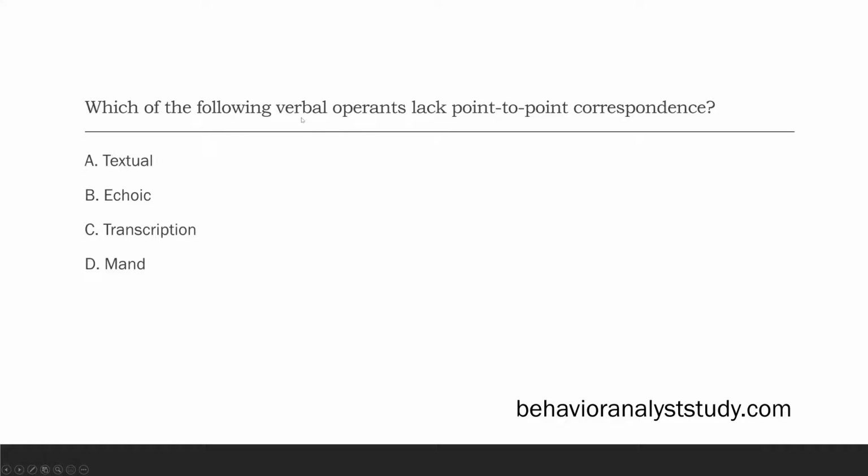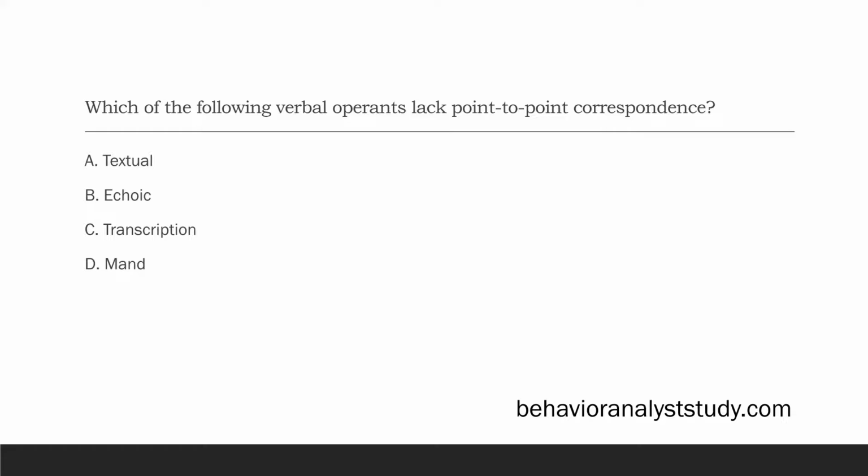Which of the following verbal operants lack point-to-point correspondence? What do we need to know about our verbal operants? We need to know what evokes them, what reinforces them. Do they have point-to-point? Do they have formal similarity? Those are the 4 keys for our basic verbal operants. And what is point-to-point correspondence?